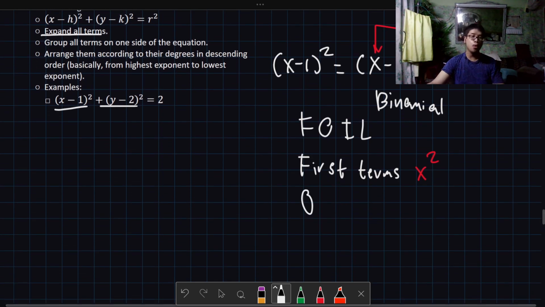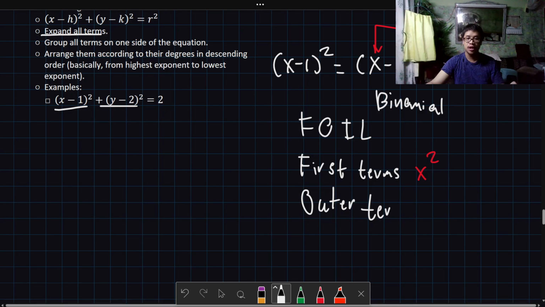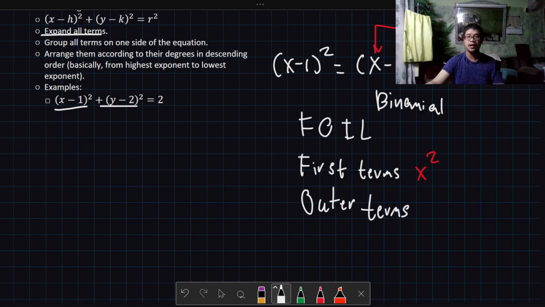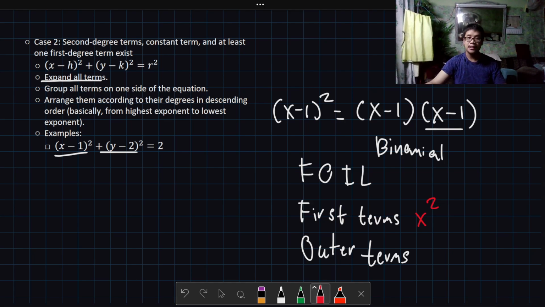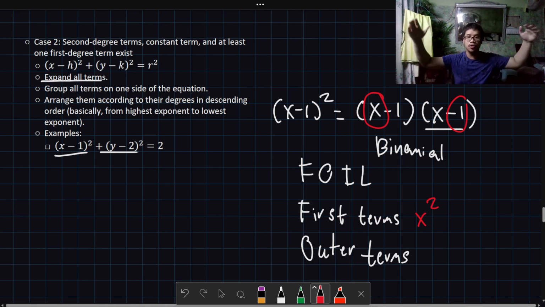Next, O. O means outer. So outer terms. Basically, you're going to multiply the terms that are on the outside of the parentheses. So we're going to multiply these two, because they are on the outer sides: x and negative 1.